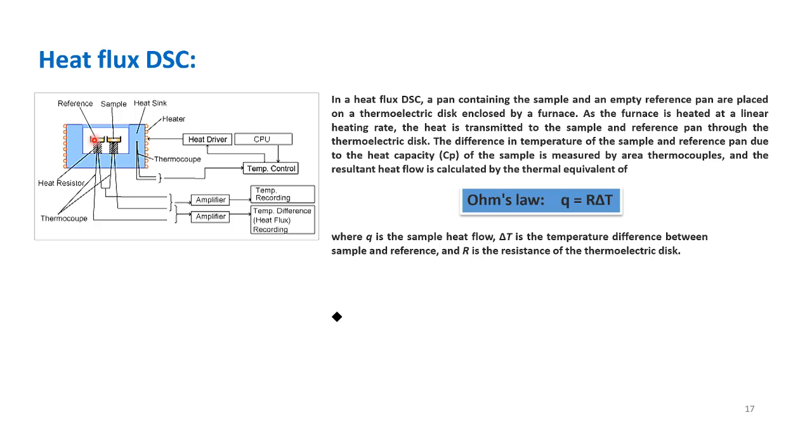The difference in temperature of the sample and reference is because of the heat capacity of the sample, and that is what is measured. We can get it from the area of the thermograms basically, and the resultant heat flow is calculated by this formula, Ohm's law: Q equals R delta T. Here Q is the sample heat flow, delta T is the temperature difference between the sample and the reference, and R is the resistance of the thermoelectric disk.